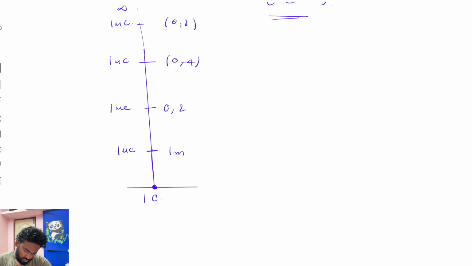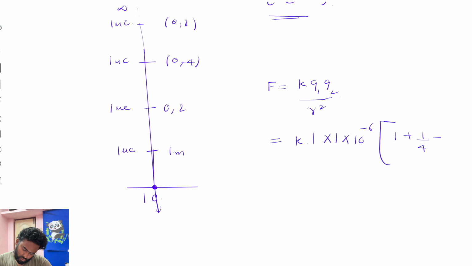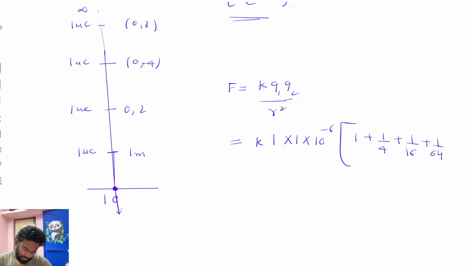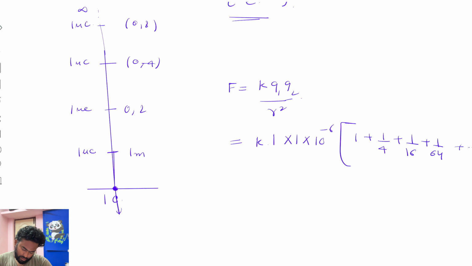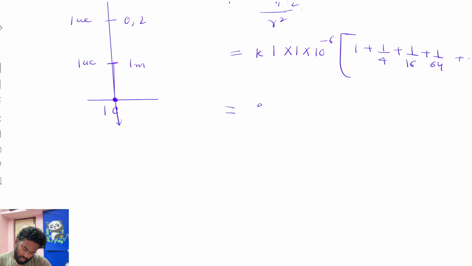So let's calculate the force due to each of them. Each of them will repel in this direction. So force will be K Q1 Q2 by R square. This is the formula. Now K, first charge is 1 coulomb, second charge is 1 microcoulomb. It will remain the same, 1 by R square. So first one will be 1 plus 1 by 4 plus 1 by 16 plus 1 by 64. Distance is in meters, no problem. It will go until infinity. So now K is 9 into 10 to the power 9, times 10 to the power minus 6, into this term.